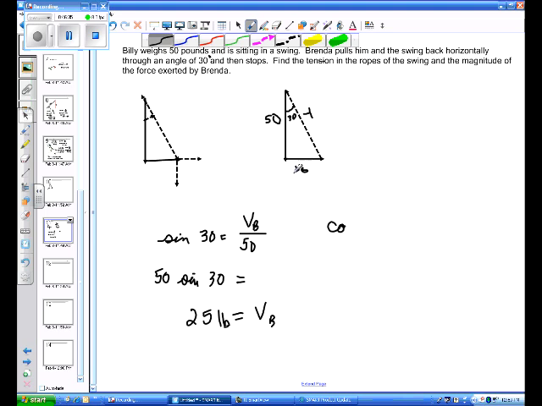And I did that wrong, didn't I? Because this should be a tangent. So let me just go back and change it before we move on. Should be the tangent of 30. It's the opposite over the adjacent. And so that would be approximately 50 times the tangent of 30 would be 29.